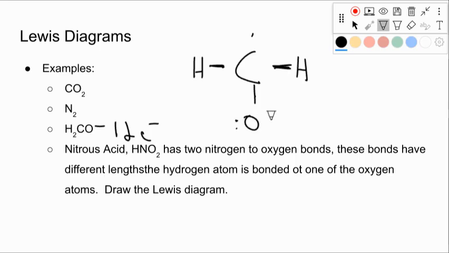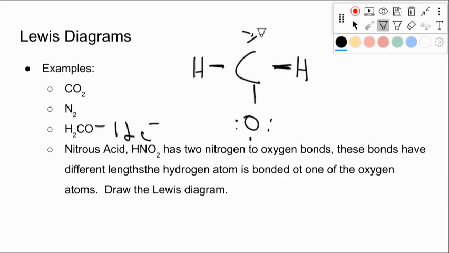So oxygen comes in with 6. So 2, 4, 5, 6. And then I have this electron around here left over from those 4. So hydrogen's 1 and done. I've used 2, 4, 6, 8, 10, 11, 12.